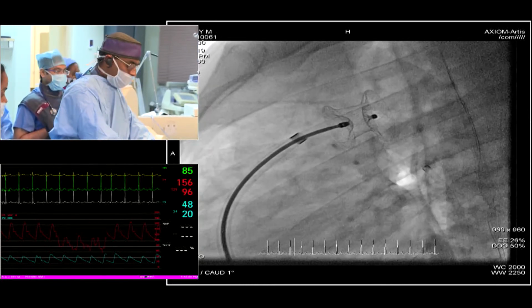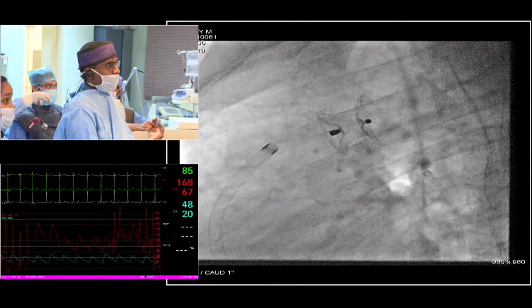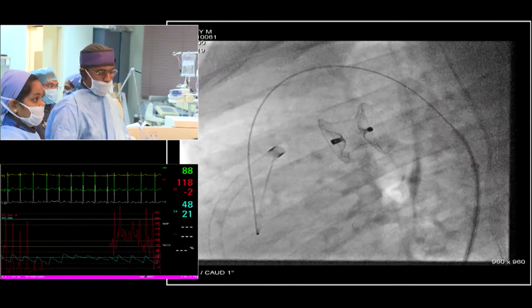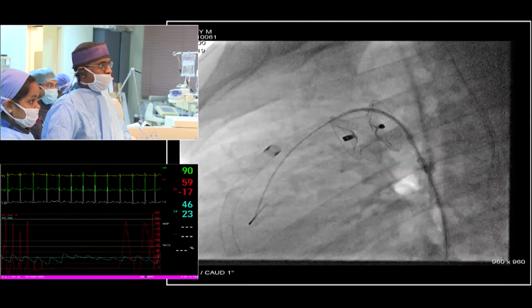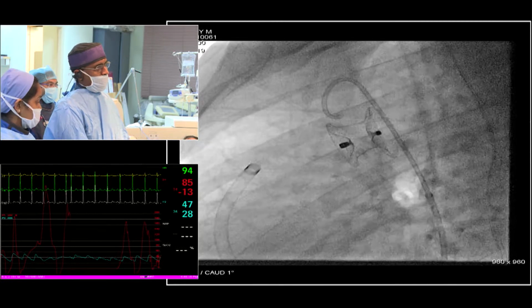Which view are you going to use? I generally use the steep caudal, but what projection are you planning to do? You are talking about the aortogram, Dr. Joe? No, PA angio. Oh, you want a PA angiogram? Well, I thought that's what you're doing, sorry.